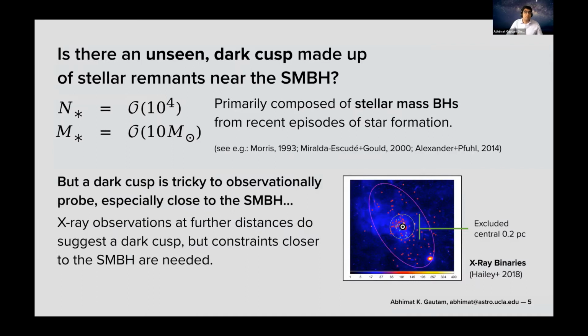We want to observationally investigate if this dark cusp actually exists, but this is kind of tricky, because the main reason is that this dark cusp is dark. Recent X-ray observations of quiescent X-ray binaries at further distances do suggest a cusp, as shown in this work by Hailey et al. 2018. But this study didn't look close to the central black hole, within the central 0.2 parsecs, so their constraints are limited. We need another way to examine close distances to the black hole.